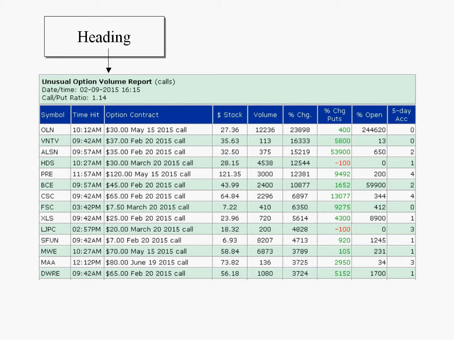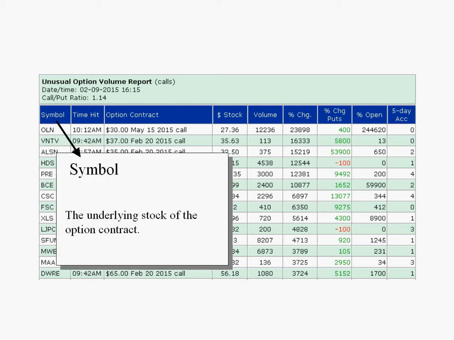It also gives you a put-call ratio, which tells you what the calls versus puts are in the current market since the last report. But to get to the columns, the first column is obviously the symbol, meaning the underlying stock of the option contract. Every row in this table, of course, is an options contract.